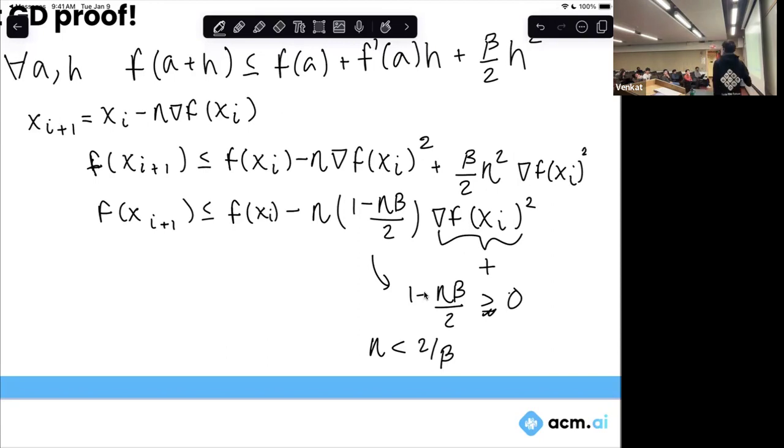Because even if we have a really nice function that's smooth, if our n value is greater than this, we cannot guarantee that you will always make progress. And therefore, you may not converge ever. Okay. Any questions so far on step size, smoothness of functions, stuff like that?